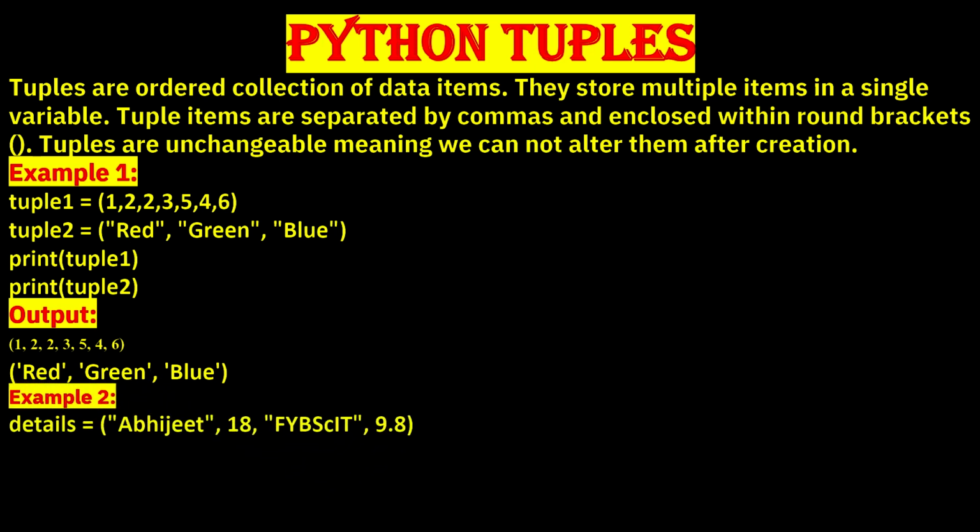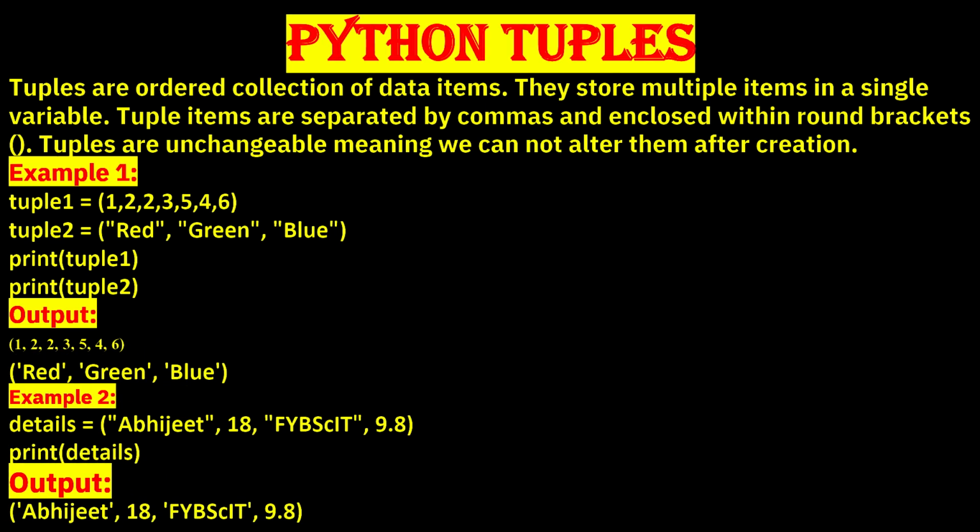Example 2. details = ("Abhijit", 18, "FIPSIT", 9.8). print(details). Output: ("Abhijit", 18, "FIPSIT", 9.8).